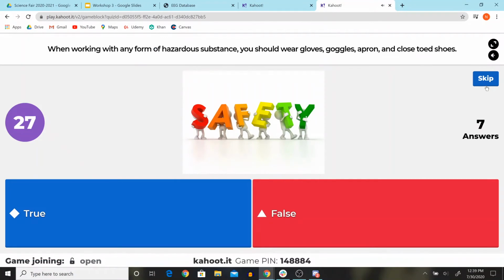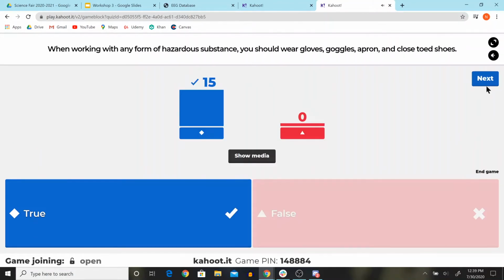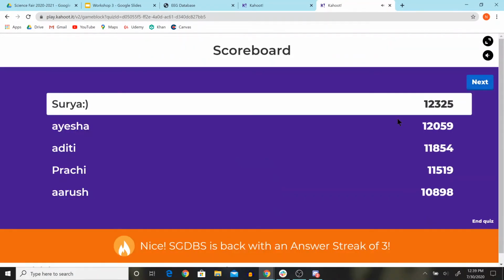So yeah, when working with hazardous substances, you should wear these. Okay, yeah. Good job, everybody.